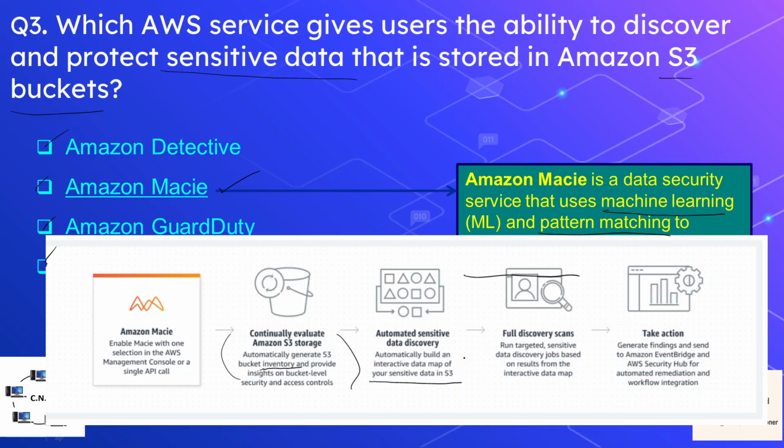It gives you an overview or a list of your sensitive data, and then you can run a full discovery scan, or run targeted sensitive data discovery jobs based on results from the interactive data map. So this is a step-by-step process, and then you can take action upon the findings of these steps. That is, you can generate findings and send them to Amazon EventBridge and AWS Security Hub for automated remediation and workflow integration. So this is the working of Amazon Macie.